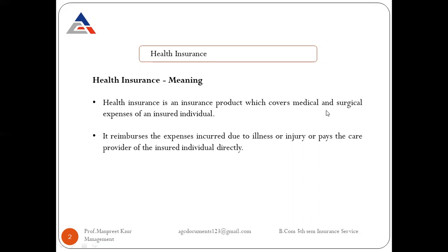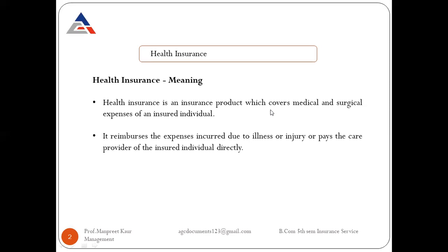And according to the slide, health insurance is an insurance product which covers medical and surgical expenses of an insured individual. Whenever an individual suffers from any kind of dangerous disease or has some medical problems, then they can opt for this health insurance policy. There are two parties involved under this concept: the very first one who opts for the health insurance, and the second one is the insurance company.